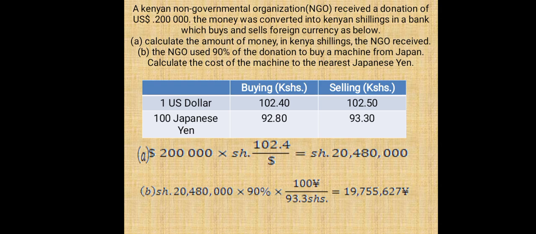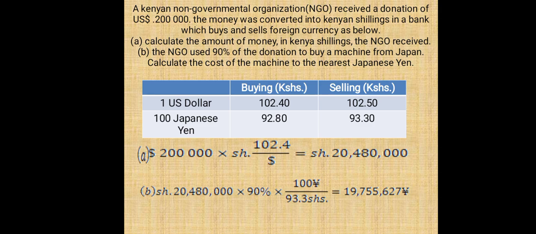A Kenyan non-governmental organization received a donation of 200,000 US dollars. The money was converted into Kenyan shillings in a bank which buys and sells foreign currencies. Calculate the amount of money in Kenyan shillings the NGO received. The NGO used 90% of the donation to buy a machine from Japan. Calculate the cost of the machine to the nearest Japanese yen.